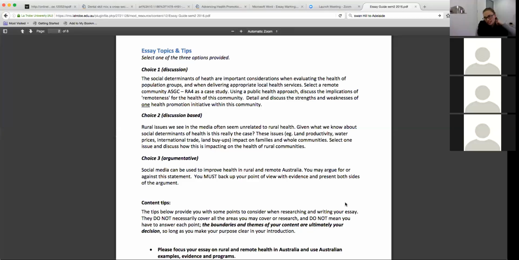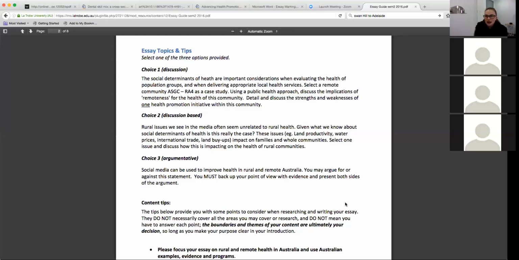You've got to discuss the strengths of that health promotion initiative, but also the weaknesses. Sometimes a tip here to make it a bit easier on yourself is to choose a health promotion initiative that's been around for a while, because that initiative will have been evaluated, and there will be documents on evaluations. In those evaluation documents, they will tell you what worked well, so they're your strengths, and what needs to be improved, so they're your weaknesses.